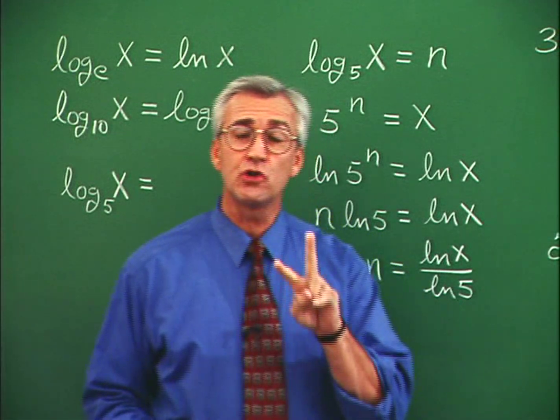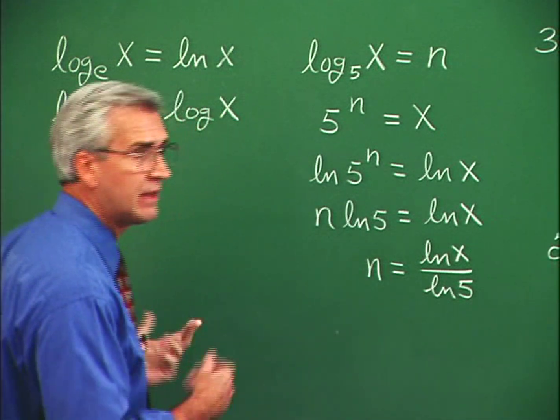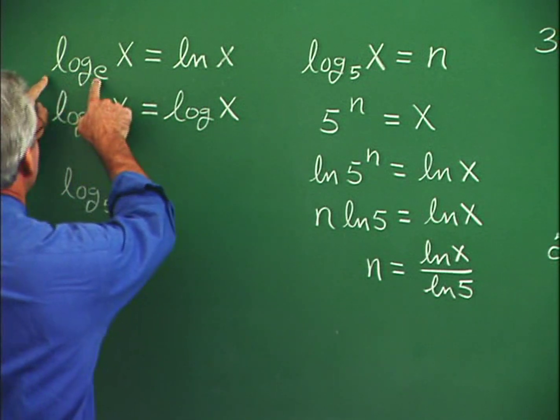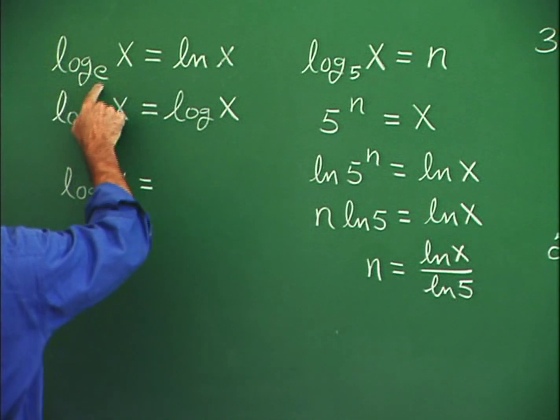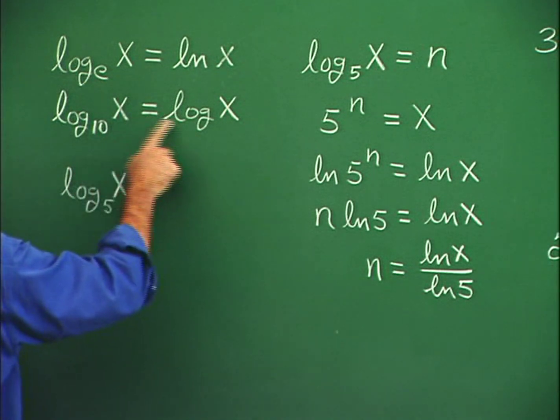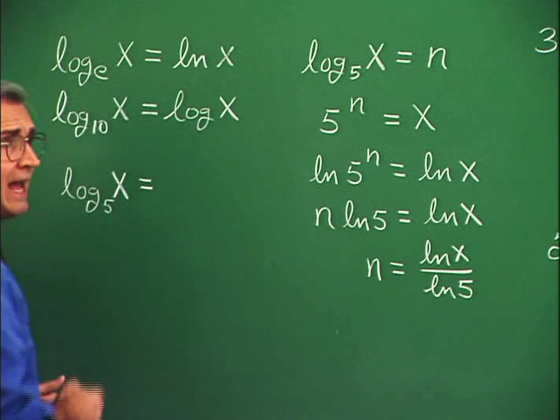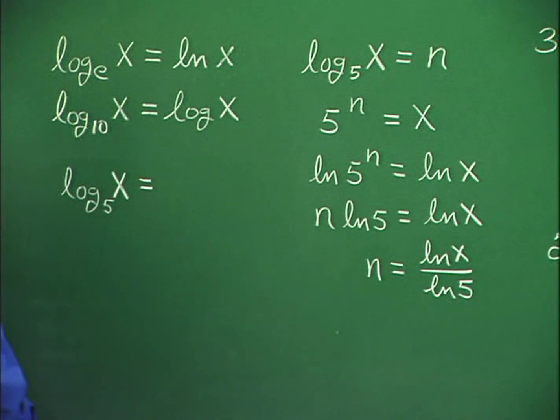Recall that we have two logarithmic bases that we primarily work with. One is base e and the other is base 10. A log in base e is written as natural log, so log base e of x is ln x, and a log in base 10 of x is just log x without the 10 having to be written. Other logarithmic bases must be written.